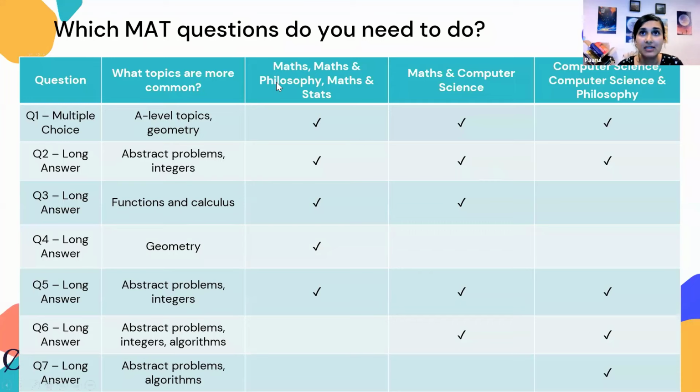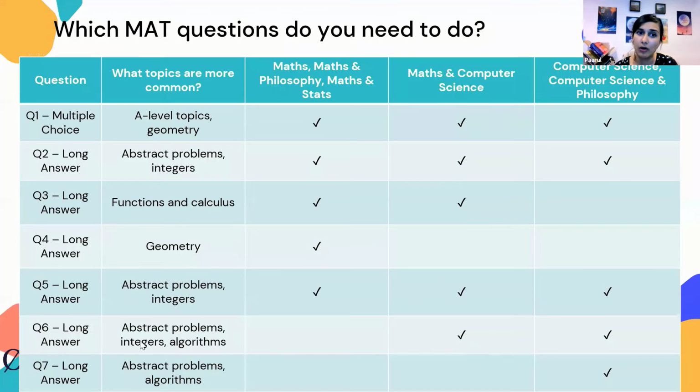If you do maths and philosophy, or maths and statistics, then you do questions 1 to 5, which are typically, and now this is really rough, but as a general rule, you can expect question 1, the multiple choice section, to be on A-level topics including geometry. Question 2 is typically more abstract and may include integer problems. Question 3, functions and calculus is really common. Question 4, often geometry, trigonometry, that kind of thing. Question 5, it's generally quite abstract, not really related too much to A-level, and that's the question people do often struggle with.